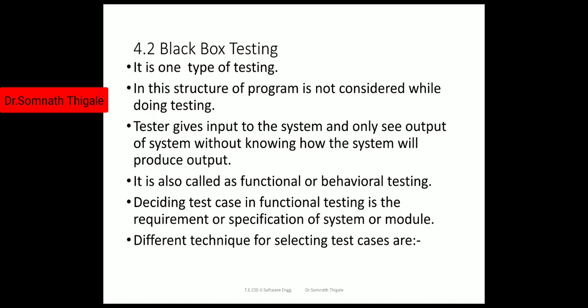It is one type of testing, and the structure of a program is not considered while doing the testing. Structure means the inside part. So what is inside the box? Imagine you got a box that is fully covered by a black color. What is inside that box, you may not know. Now your job is just to give the input and observe the output, whether you are getting the expected outcome or not. That simple type of testing we call black box.